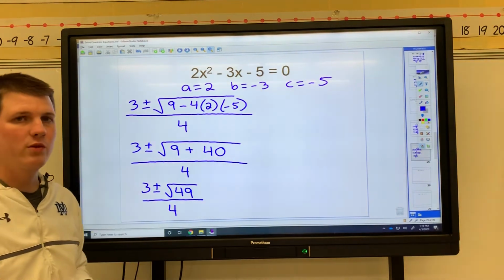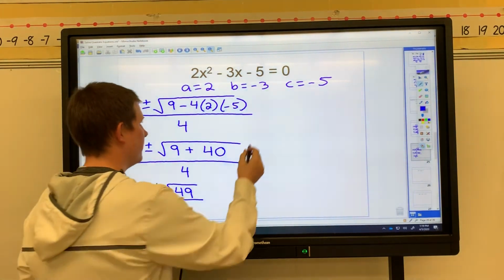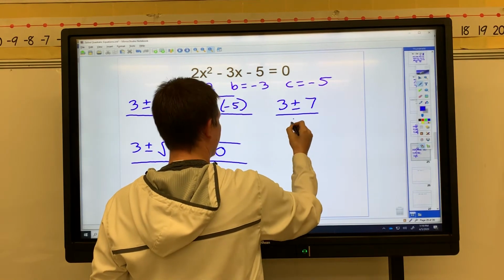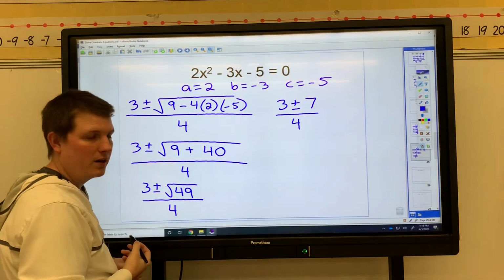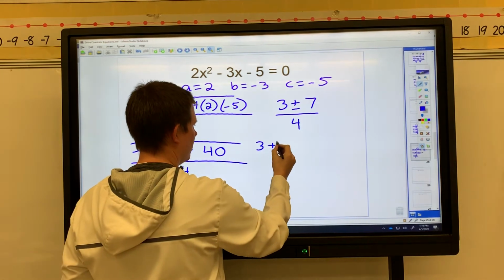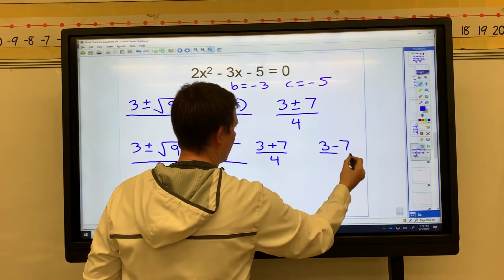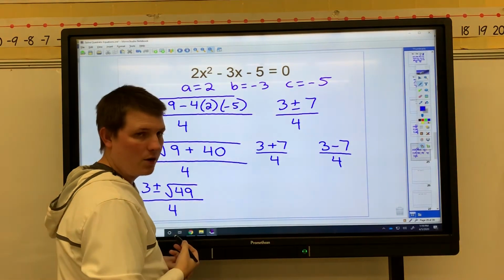Now, what is the square root of 49? It is 7. So we have 3 plus or minus 7 all over 4. This is where we split it up. 3 plus 7 over 4, 3 minus 7 over 4. And then we work each one out.